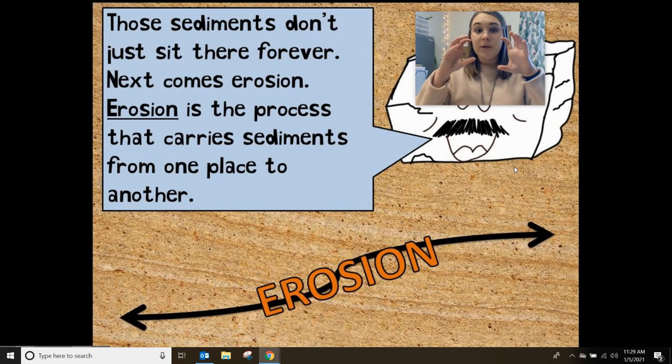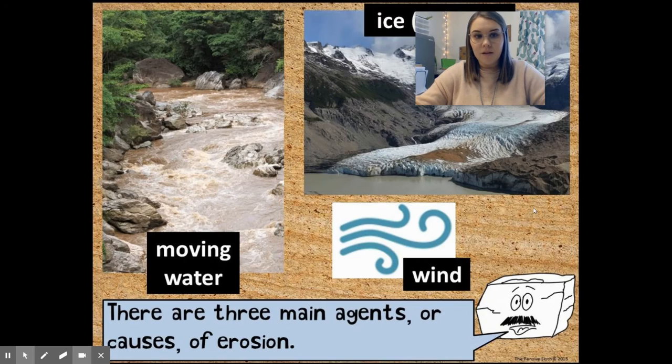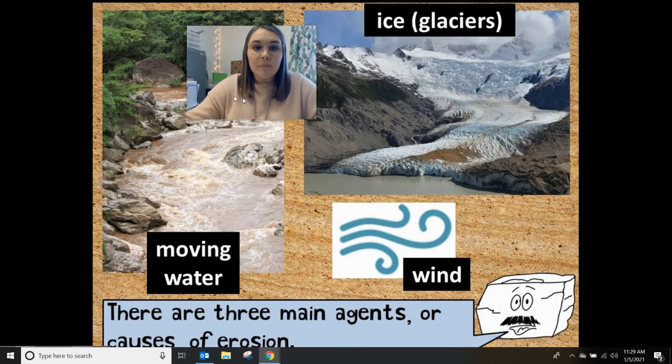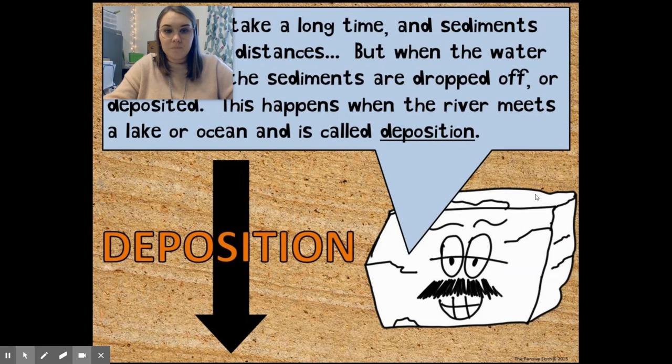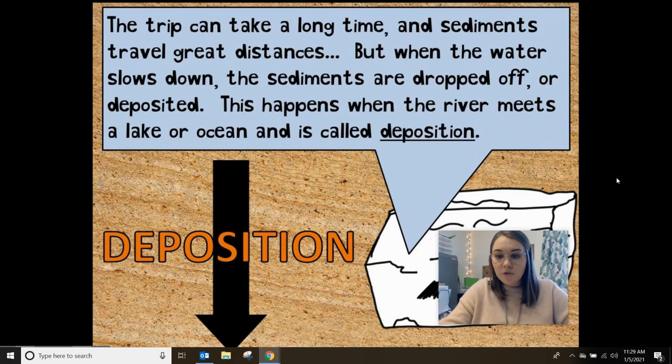They're not just like, oh, we're broken. That's when erosion happens. Erosion is a process that carries the sediments from one place to another. So weathering breaks it down. Erosion takes it. These are some different processes of erosion. Moving water is how sediments get moved from one place to another. Ice or glaciers are another way that sediments get moved. Or the wind can move them from one place to another. So then erosion takes place.